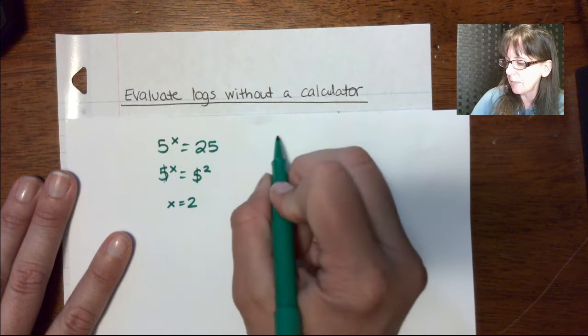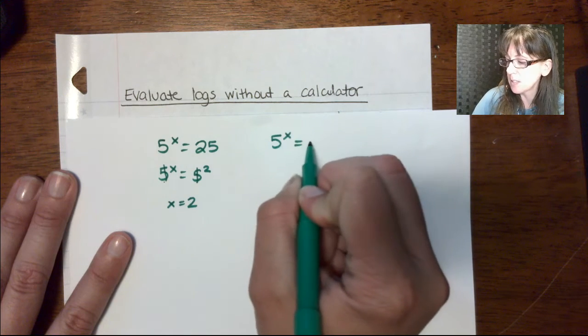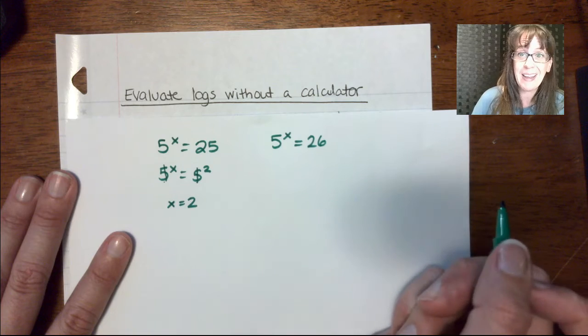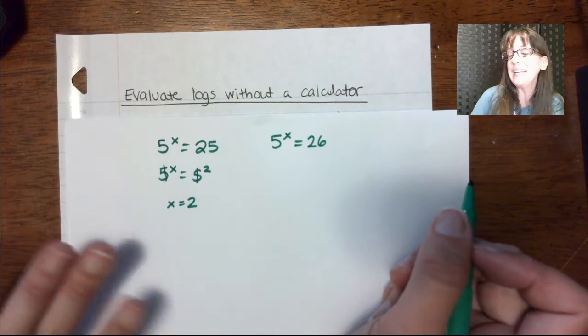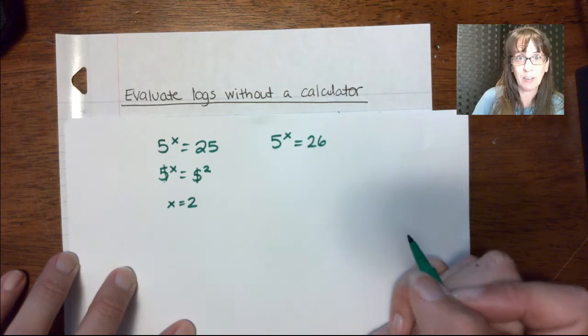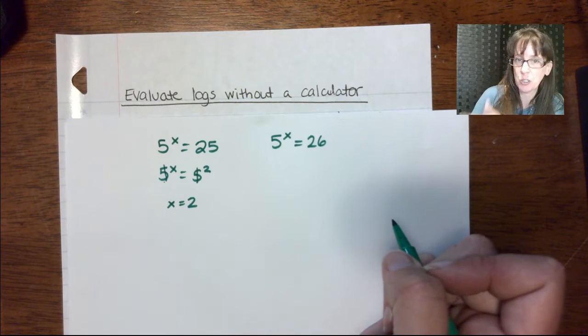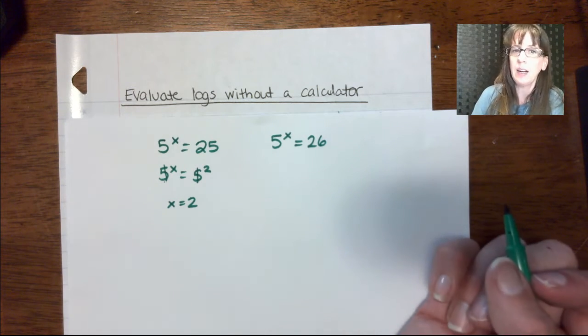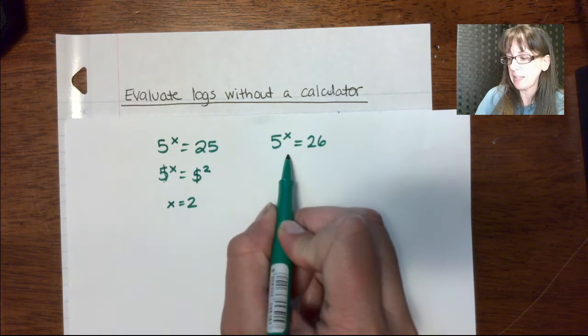Now, if I give you something that says 5^x equals 26, you'll look at that and say there is no pretty number I can use to get an x there that would be a whole number, an integer, something helpful. So we use logarithms in order to find these out.